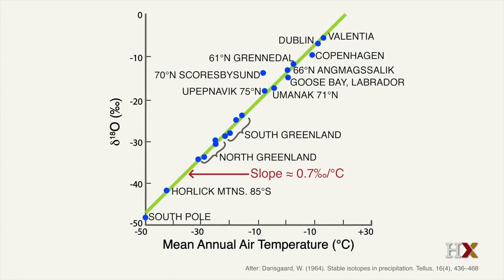And it's really quite remarkable. The data he measured plots beautifully on a line. If you plot mean annual temperature against the delta 18 of precipitation, it's almost a perfect line. It turns out that at very warm temperatures in the tropics, this falls apart for a variety of reasons that are pretty well understood.